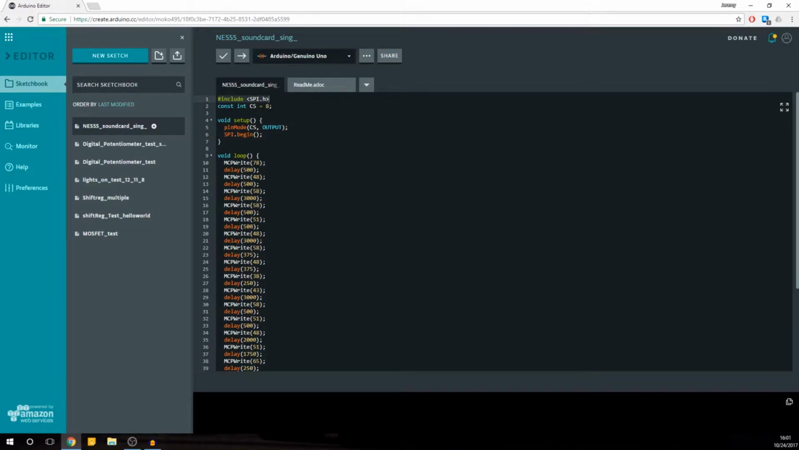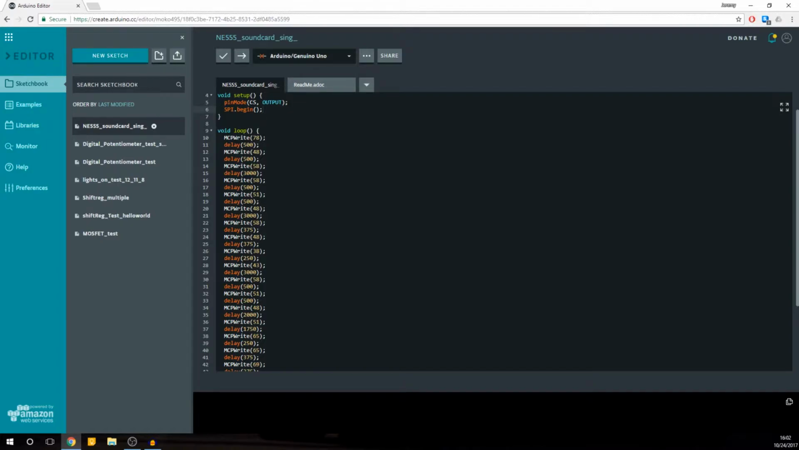First, #include <SPI.h>, that is basically the same as import, but in the fashion of C. Then const int CS = 8. This is going to decide which pin is CS. CS is just a pin on the digital potentiometer, according to the datasheet. Pin number 8 on the Arduino is going to be connected to CS. And of course you want that CS to be set to output and then start the SPI.